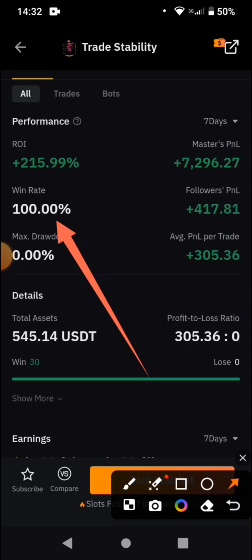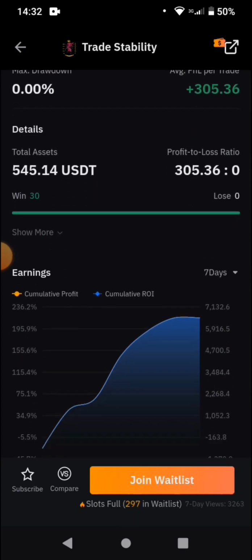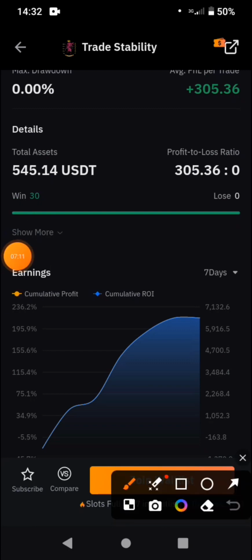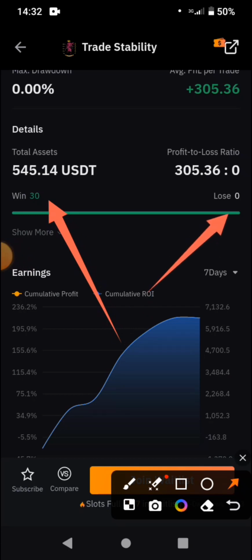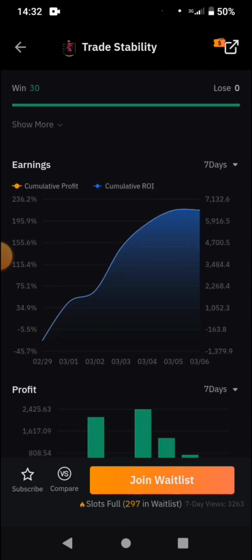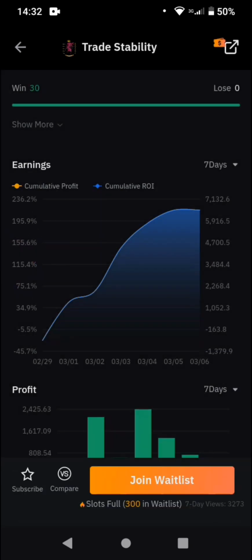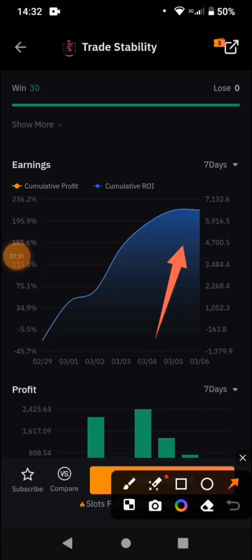So this is 100%. This trader has won all trades. I don't know if male or female. Now let's go down, and you are going to see more details. Look at the win rate. How many trades has he entered? 30 trades, and you have won all 30, lost 0. You are also seeing the chart of this particular trader. The chart is just moving upward. You can look at the earnings, tap in here to see the chart.